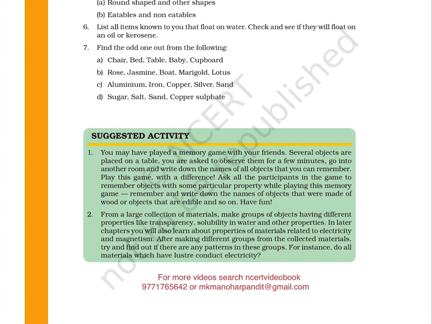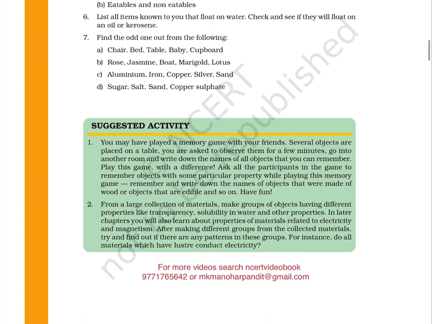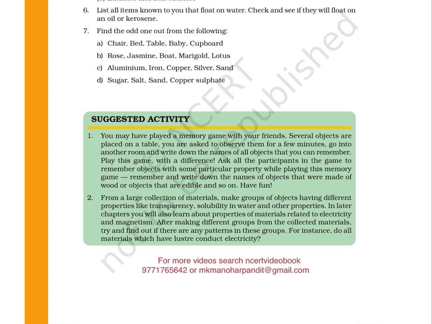2. From a large collection of materials, make groups of objects having different properties like transparency, solubility in water, and other properties. In later chapters, you will also learn about properties of materials related to electricity and magnetism. After making different groups from the collected materials, try and find out if there are any patterns in these groups. For instance, do all materials which have luster conduct electricity? Chapter 4 of total 16 chapters of the book ends here.